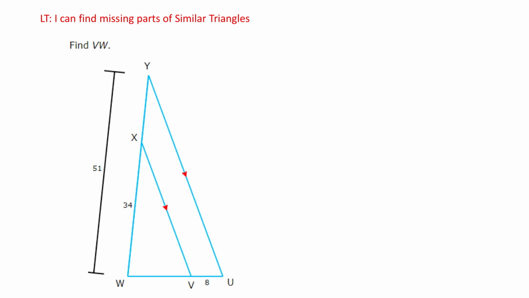So let's highlight what we're looking for first of all. VW. Well, VW relates to 34, so let's go ahead and set that one up. Now, we can choose what we want to do on this. Well, I want to go ahead and use a value I know. So VW is the bottom, so 8 has to be the bottom because they are the shared side there. So 8 corresponds with, on the other triangle, VX.